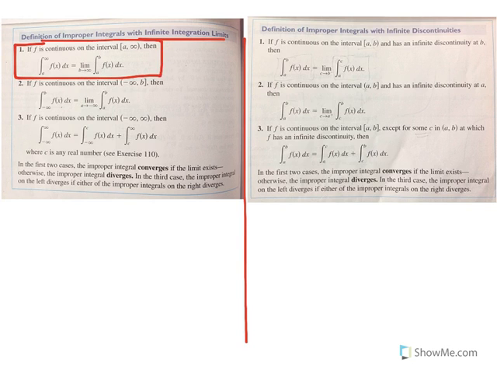Let's take a look at how we define each one. So these are the two main classes of improper integrals. In the first class, we have infinite integration limits. As I said earlier, we've actually been working with this before when we were learning about the integral test, when we were learning about infinite series.